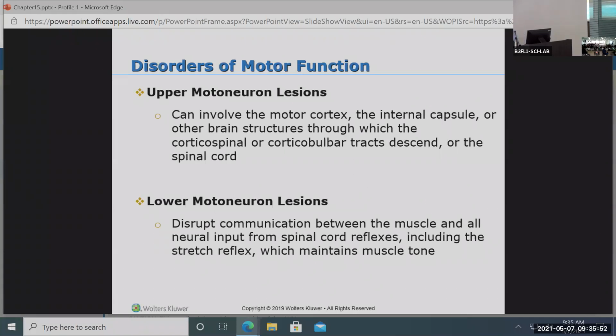Now what happens when something goes wrong? Disorders of motor function. We call them upper motor neuron lesions or lower motor neuron lesions.